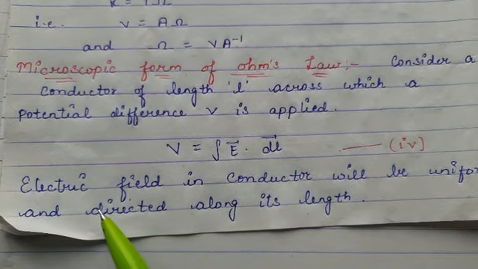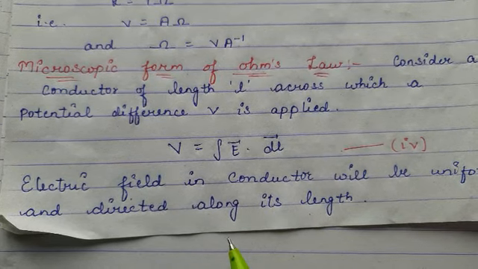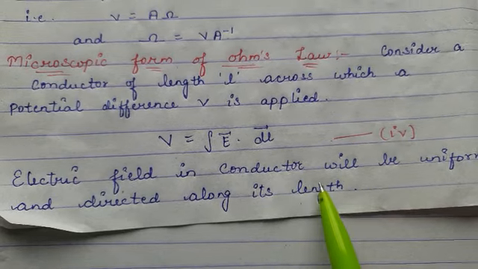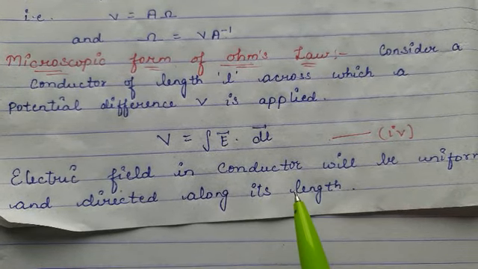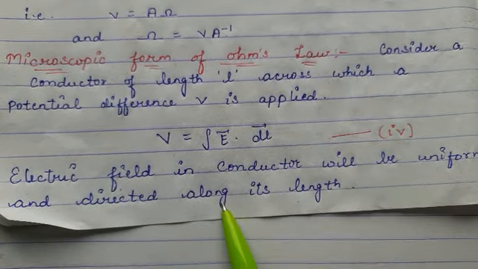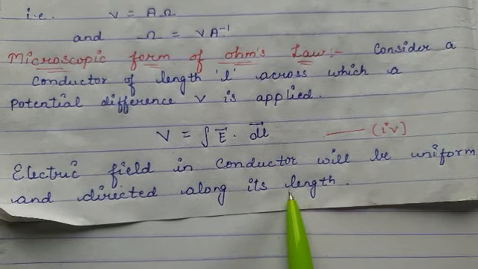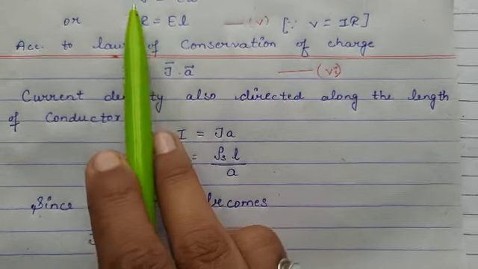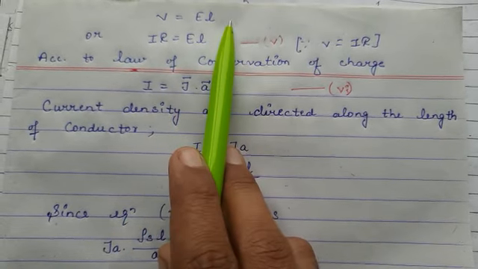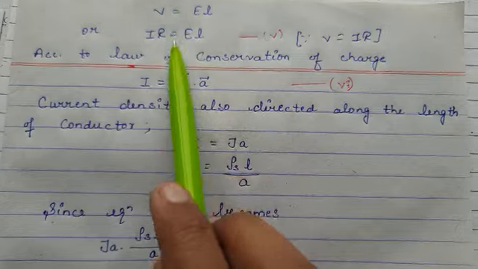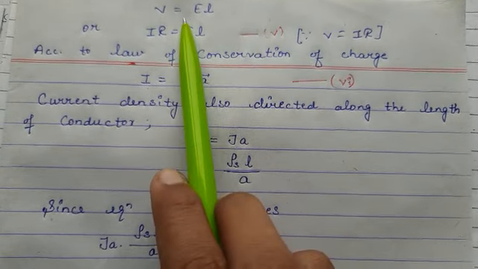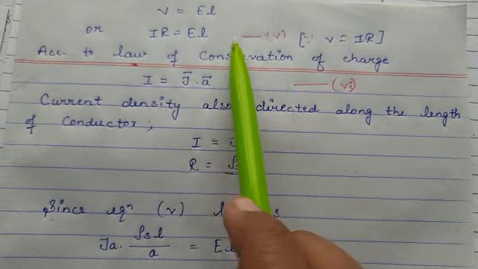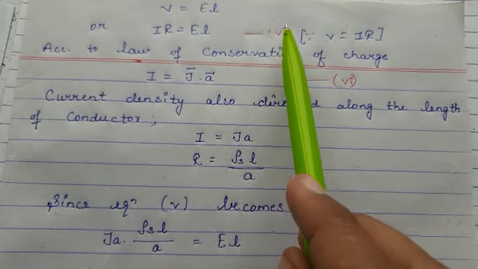So the electric field in the conductor will be uniform. If the electric field in the conductor is uniform, we can say that the electric field is directed along its length. Therefore the potential difference V is equal to E into L. Or we know that V is equal to I into R according to equation number 2, so I replace V with IR. Write it as equation number 5.